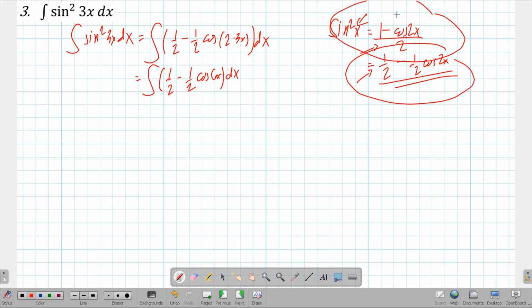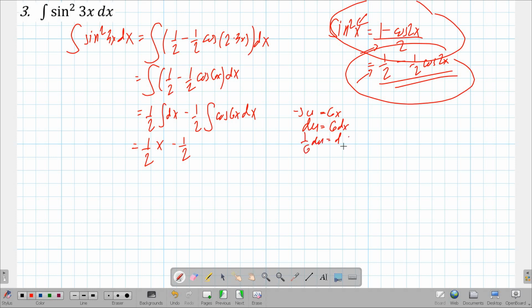the power reducing identity. So from here, this becomes 1/2 integral of dx minus 1/2 integral of cosine 6x dx. We can easily work with these integrals. I'm going to have 1/2 x minus 1/2 here. If we're going to let u be equal to 6x, du will be equal to 6 dx. Hence, 1 over 6 du is equal to dx. So I'm going to have 1/2 times 1 over 6 integral of cosine u du. Now, we're going to have 1/2 x minus 1/12 multiplying that sine u plus c.